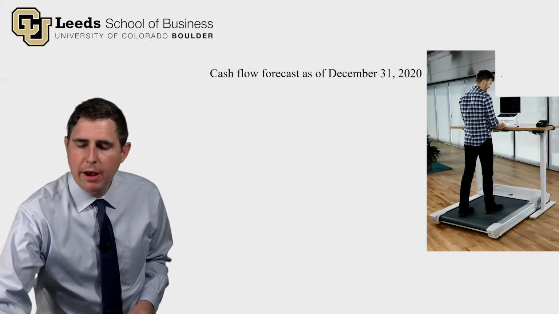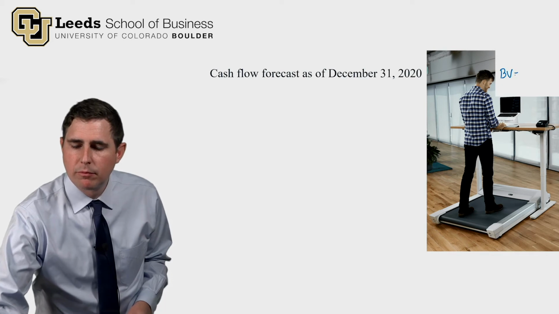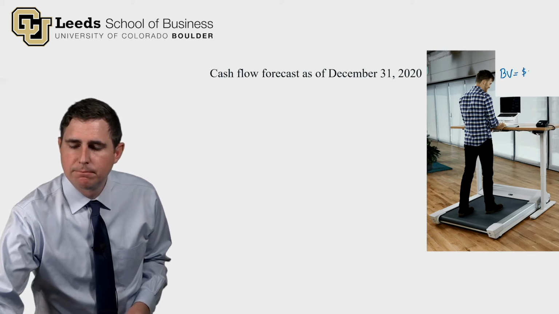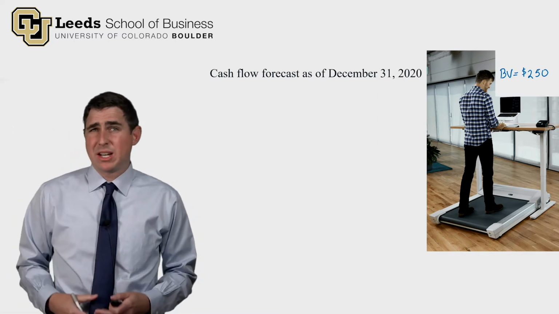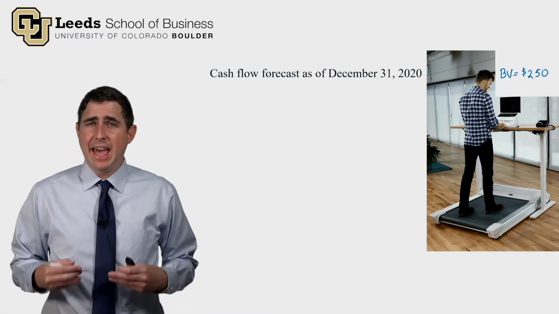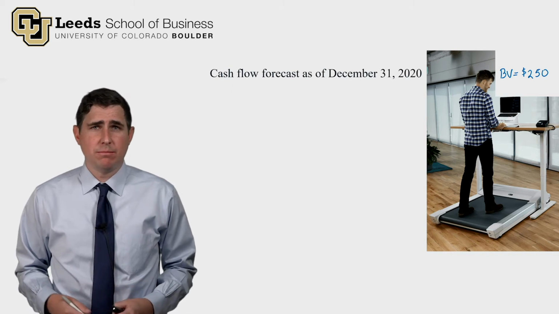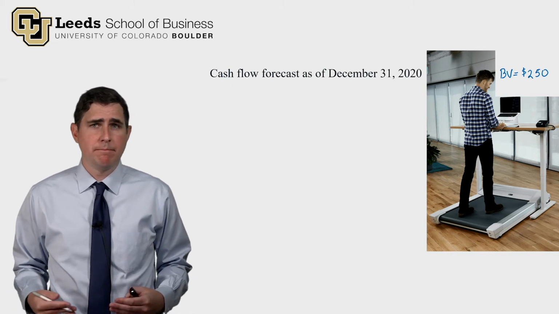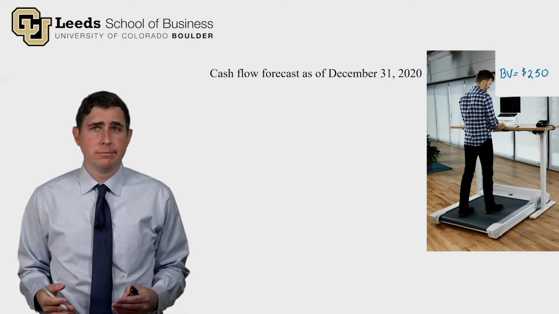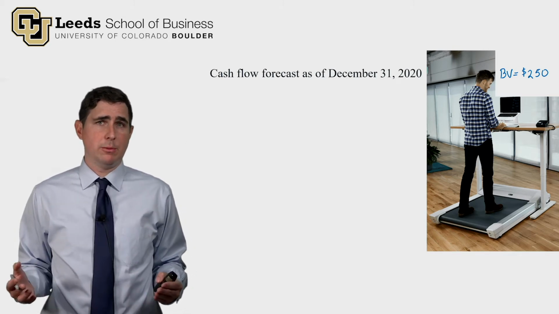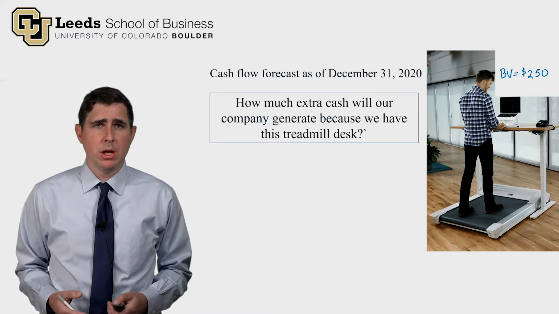Remember, the book value was $250. What we need to do is do a cash flow forecast as of the end of the fiscal year. So it's December 31st, 2020. We've had the treadmill desk for a year. Its book value is $250. The question is should it still be on our balance sheet for $250?